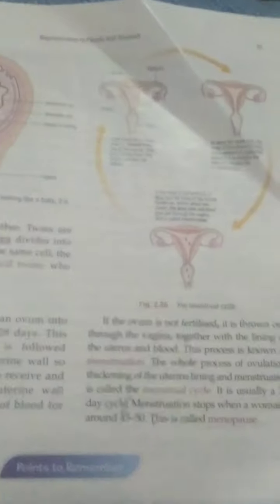So this is the male reproductive system, female reproductive system, fertilization, pregnancy, and the menstrual cycle. You have to study this, and study the diagrams also. Next week we will do the question and answer.